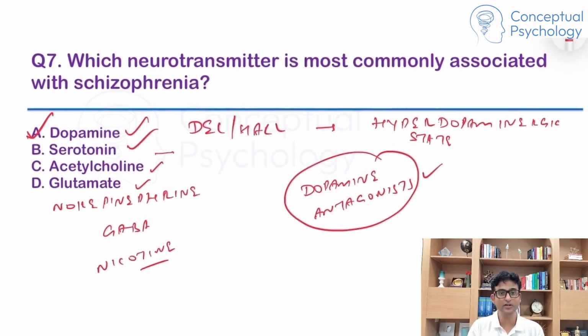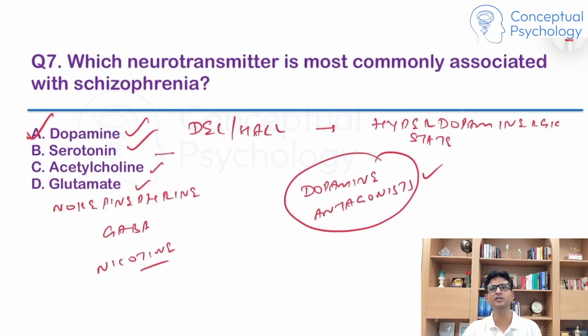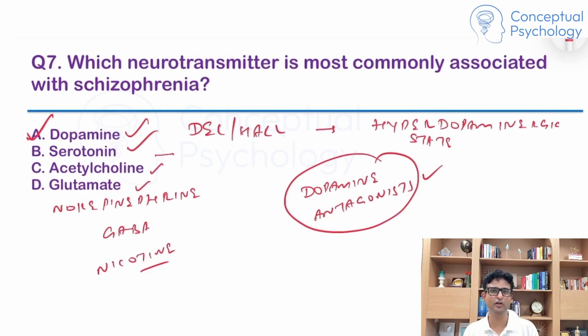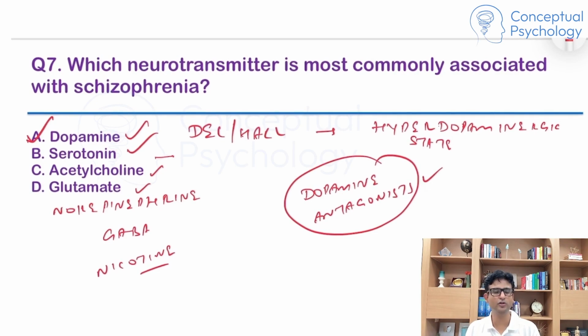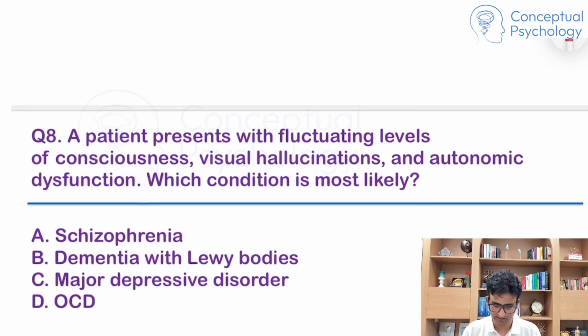If there was an option, all of the above, and if the question said which neurotransmitters are commonly associated with schizophrenia, then all of the above would have been the best answer, because all of them have been implicated. But if you have to pick one, you will pick dopamine, right? So the answer to question number 7 is dopamine.